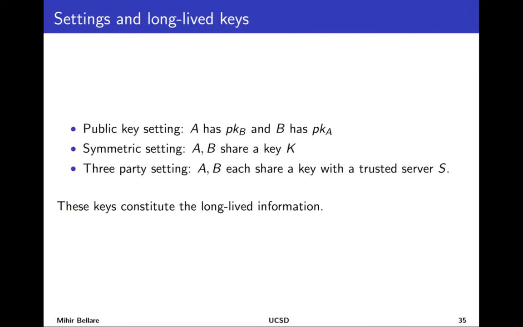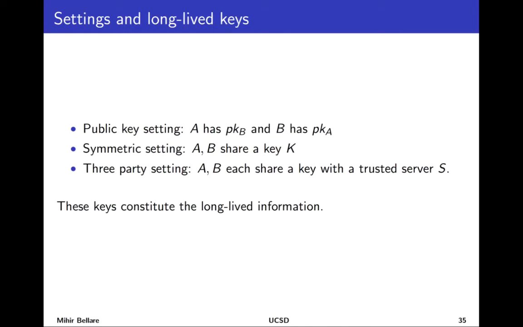There are many forms they can take. One of them is that we bootstrap to the public key setting. We assume that the parties have each other's public keys and are convinced of their authenticity. We do this because, for one thing, we know how to get there. That's what the public key infrastructure is supposed to do.